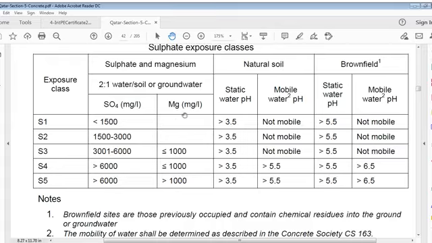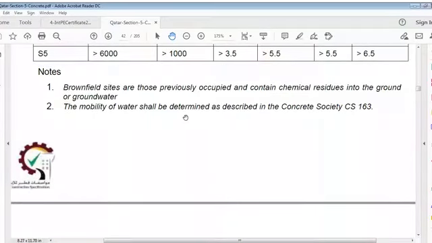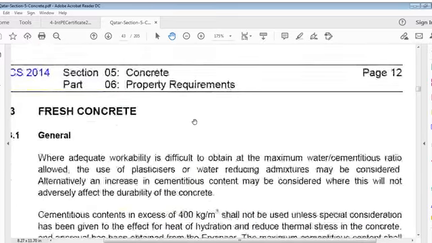The sulfate exposure classes. Brownfield sites are those previously occupied and contain chemical residues in ground or groundwater. Mobility of water shall be determined as described in Concrete Society CS163.